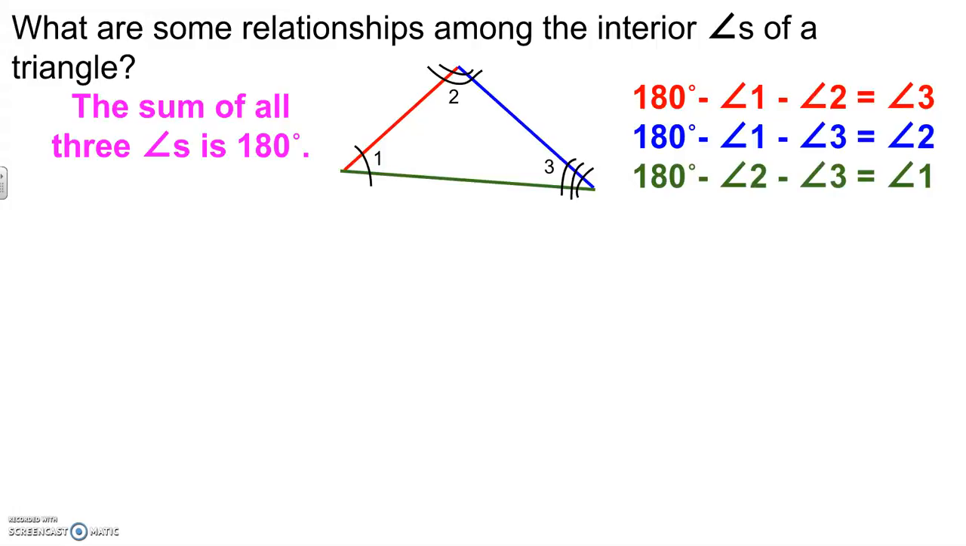The sum of all these 3 angles is 180 degrees. You see over here, this is our symbol for angles, and we're going to see that a lot. And of course, when we talk about angles, we're going to use that degree symbol. So over here we have 180 degrees minus angle 1 minus angle 2 would be the measure of angle 3, and so on. Same is true if I subtract angles 1 and 3 or angles 2 and 3.